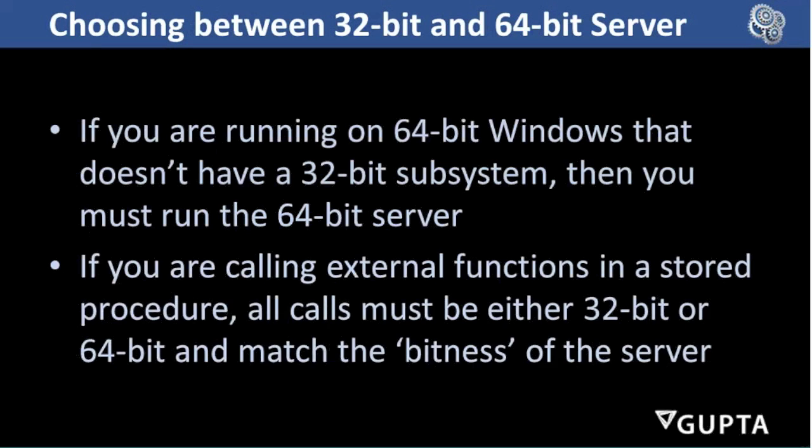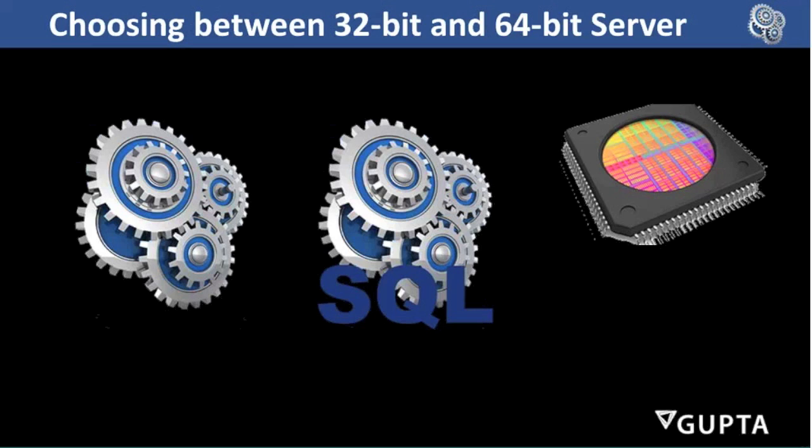If you're calling external functions in a stored procedure, all calls must be either 32-bit or 64-bit, and of course match the bitness of the server. So external function calls need to match the bitness of the server. That's an important thing to realize.